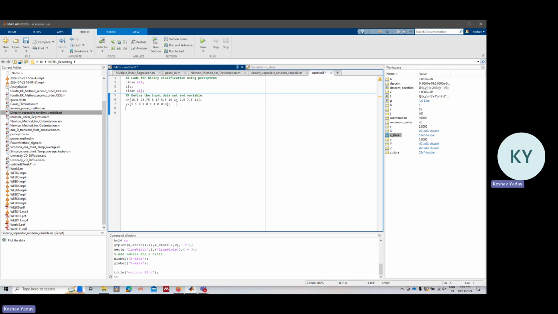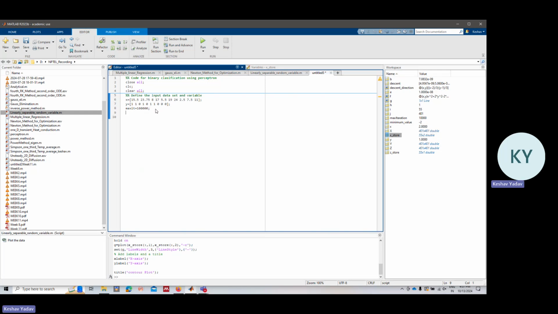Since we are using the loop, I need to define the maximum iteration. So suppose the maximum iteration is 10,000. Sorry, 1 lakh here. This is my maximum number of iterations.